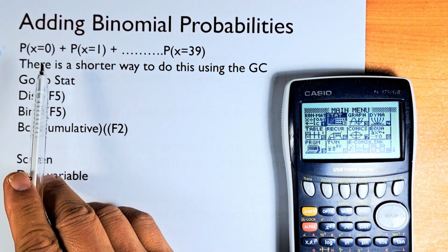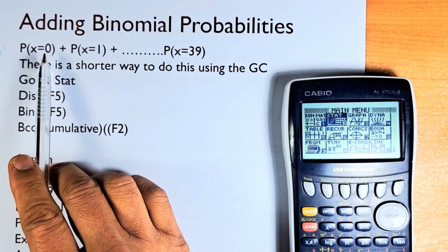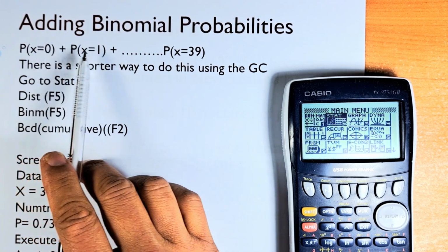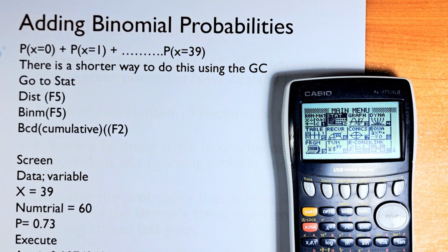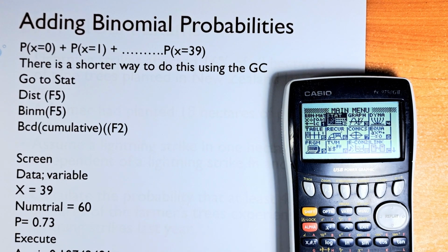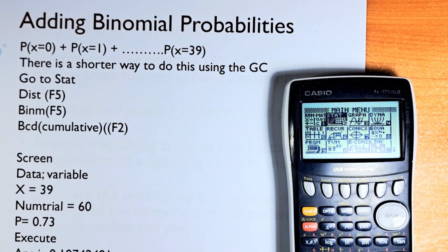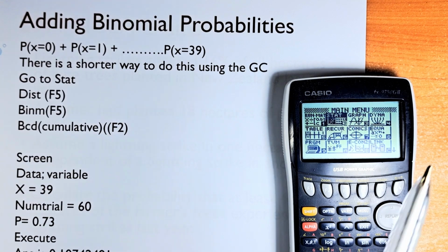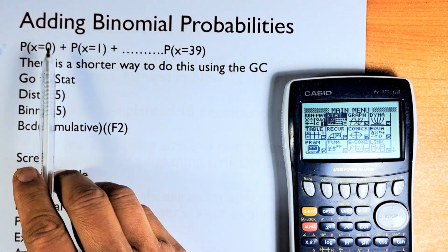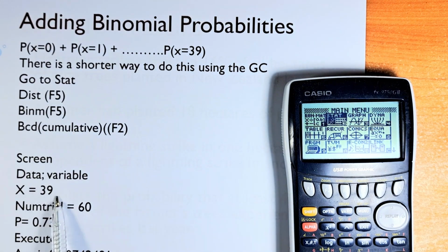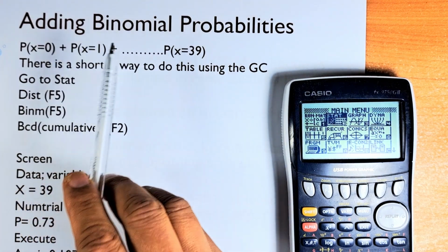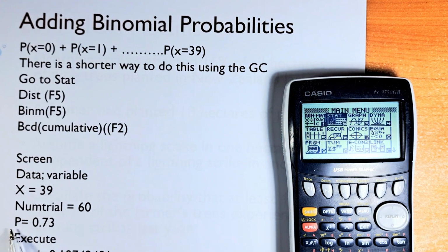If you want to calculate BPD, you can do it one at a time, 0, 1, all the way to 39, and add, you get the answer. But fortunately, the graphic calculator has a function called BCD. BCD will calculate the number from 0 to wherever it ends. In our case, it starts from 0 and ends at 39, so your X had to be 39. N is the total, there are 60 of them, so N is 60, probability of success is 0.73, and now we're going to solve it using the graphic calculator.